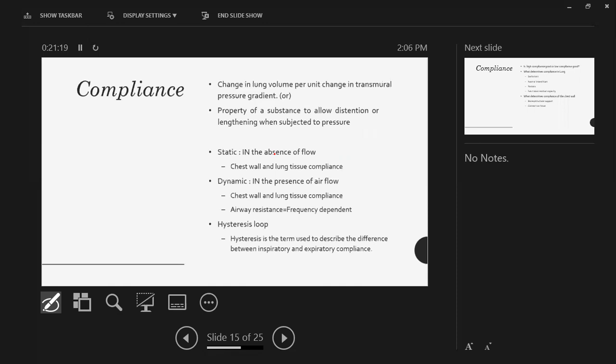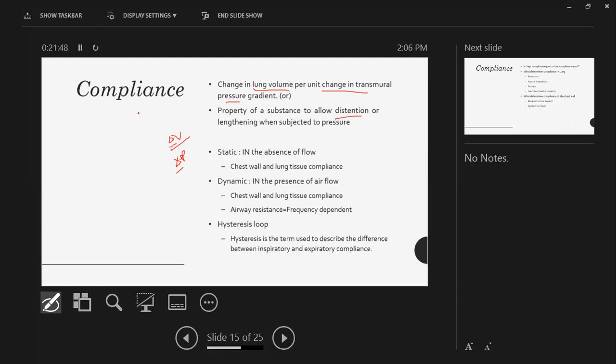There is something called compliance, something called resistance, and something called elastance. Compliance is the change in lung volume per unit change in transmural pressure gradient. So it is delta V by delta P: for a unit change in pressure, how much is the change in volume. This depends upon the distensibility of the substance, correct?